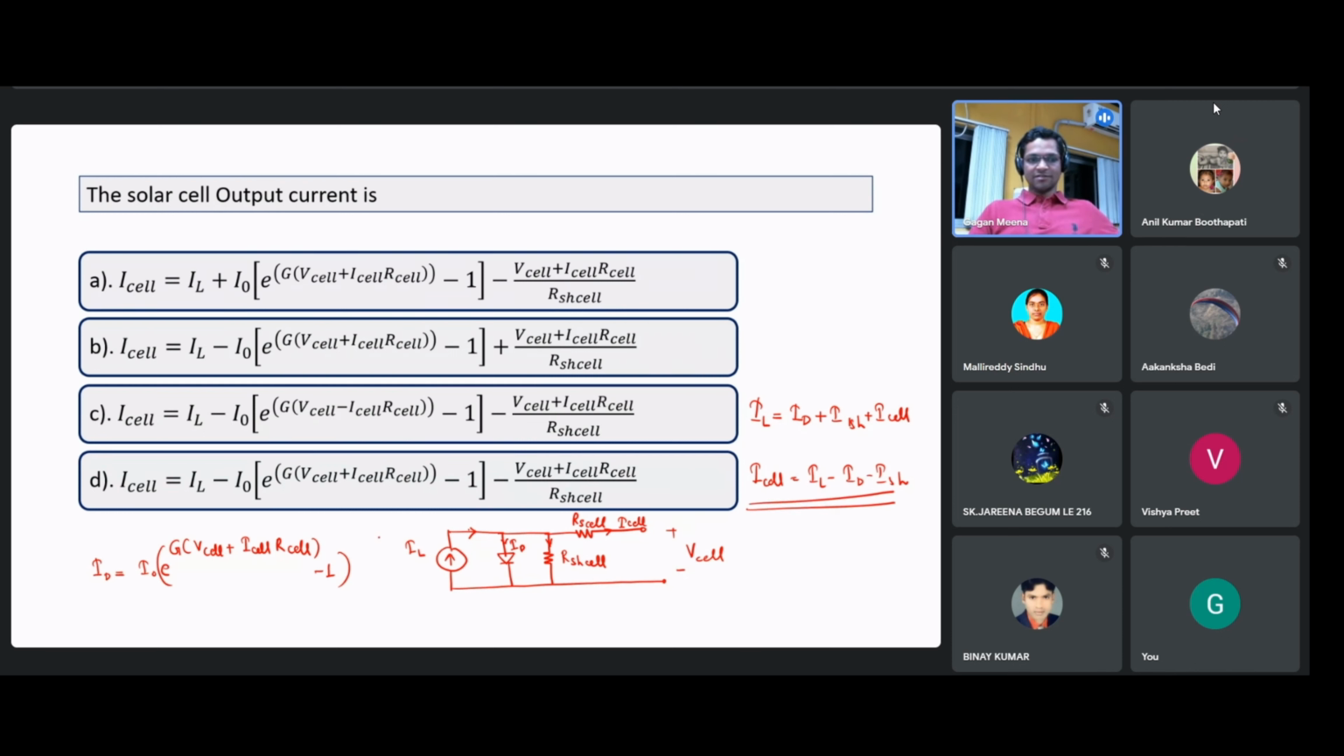You have all the values. You have IL, ID is here, I have written it, and ISH you can write: this voltage is V cell plus this drop, I cell RS, divided by RSH. Now you have all the values. So you can put these values in this equation. So what will you get?